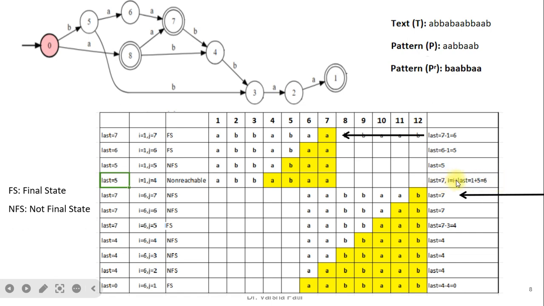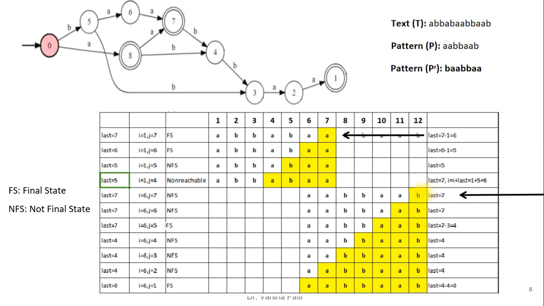Now here we only have to write down the statements. After this, first we need to update the I value based on the previous last value. The previous last value is 5, so 1 plus 5 is equal to 6, and after that we make last 7. Now last has become 7 again and I has become 6. From the 6th location, we have to pick the next 7 characters.